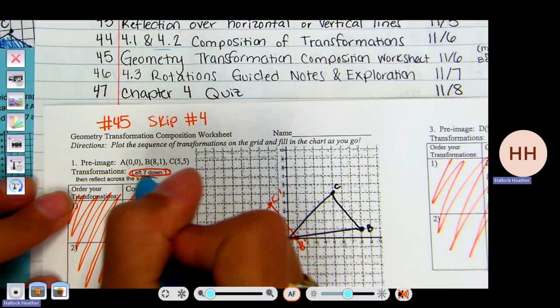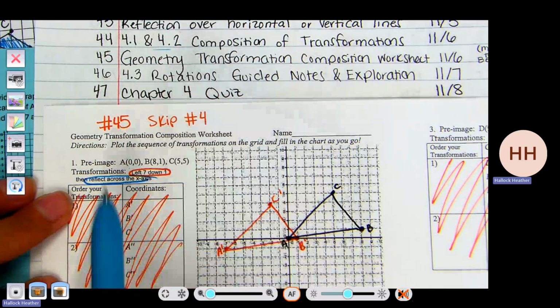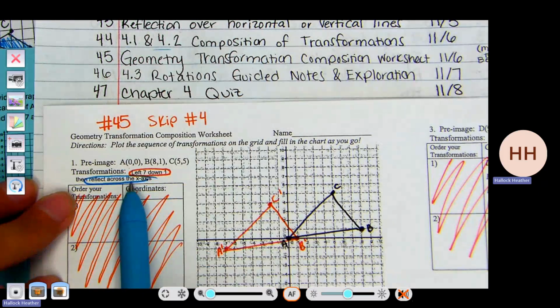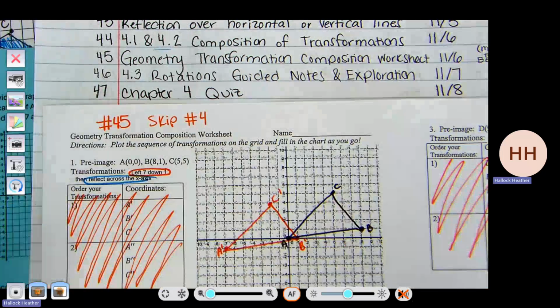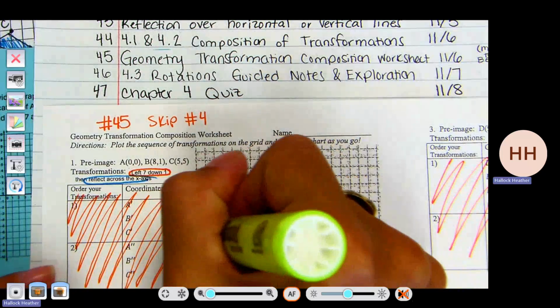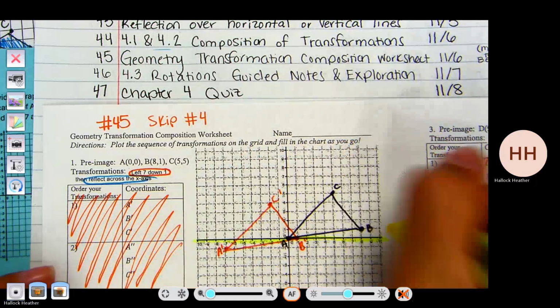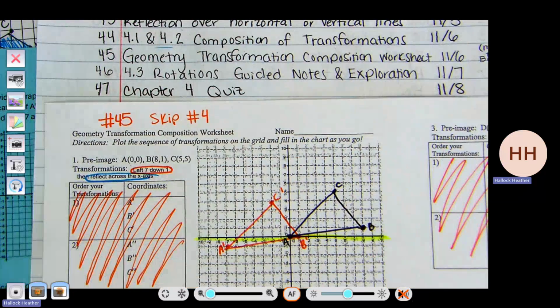What people are doing wrong on the quiz is, when they're doing the second step, a lot of people are going back to the original and reflecting it. You are not reflecting the original. You are reflecting what you just made. So the x-axis is this. This is where you count up and count down.